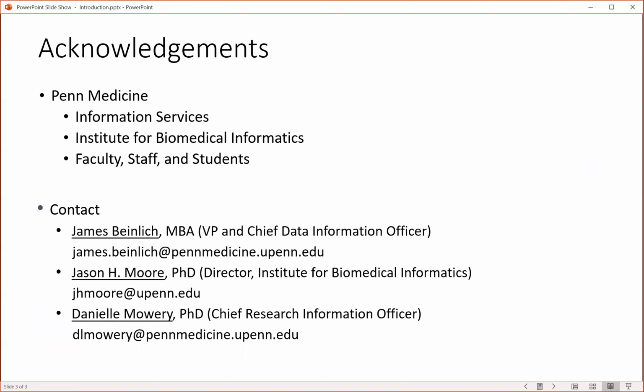I would like to acknowledge Penn Medicine for its many investments in our health IT infrastructure and our biomedical informatics resources and expertise. I'd like to specifically recognize Information Services for all of its amazing work to put in place many of these health information technology resources. I'd like to acknowledge the Institute for Biomedical Informatics, who helped develop Penn Turbo and Penn AI, and the i2b2 data warehouse. I'd also like to recognize the many faculty, staff, students, clinicians, and administrative personnel that have played a very central role in building and coordinating all of these resources.